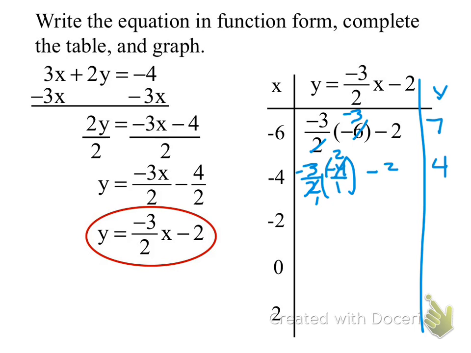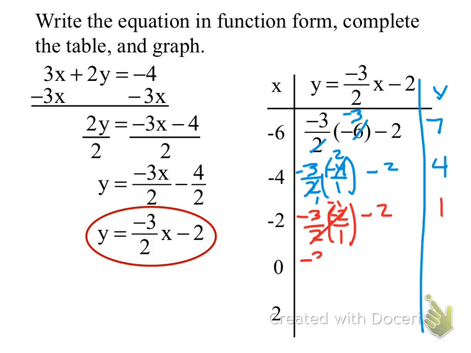Do you see how many negatives we can lose if we don't show that work? Negative 3 over, I'm going to switch colors. It's getting crazy. Negative 3 over 2. This time I'm multiplying by negative 2 over 1, minus 2, is equal to positive 3 minus 2, which is 1.